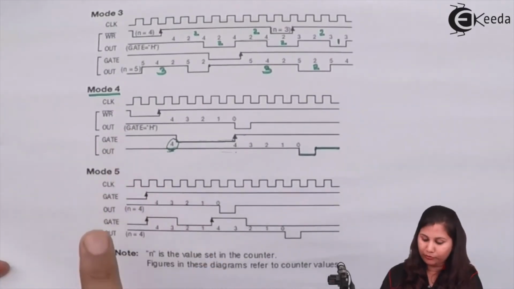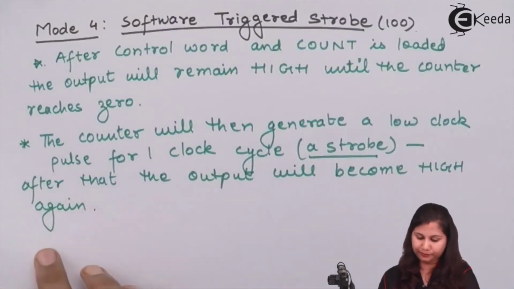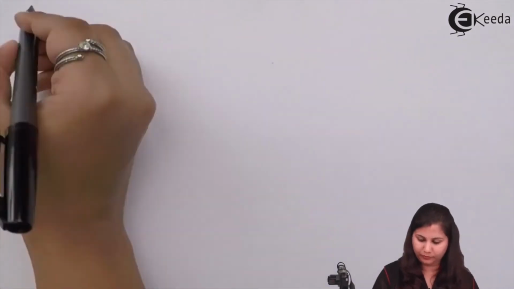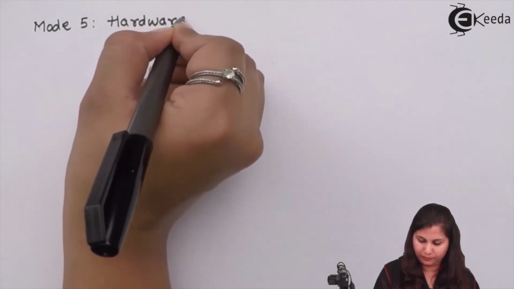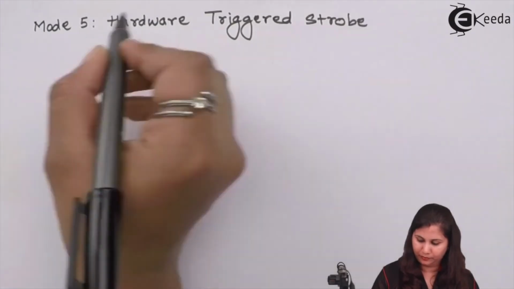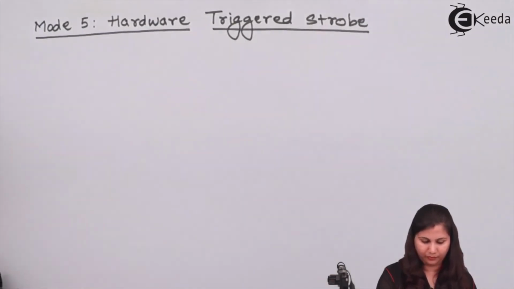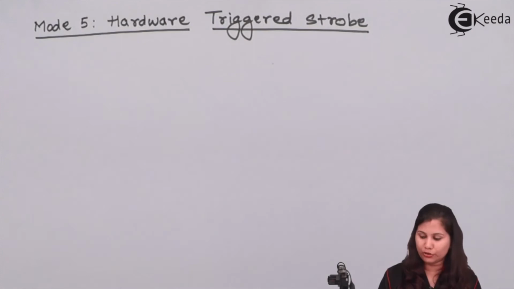Now let's come to mode 5, which is the hardware triggered strobe. This mode is similar to mode 4, but here the triggering is done through some hardware circuitry. That is why it is known as a hardware triggered strobe.